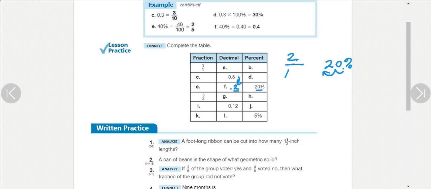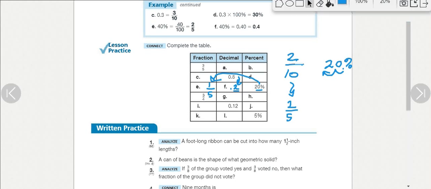What am I saying? I'm saying 2/10. Can I reduce this? Yeah. Divide both by 2. Now it's 1/5. That's one way I can get from percent to fraction. You do the rest, please. Do your best.